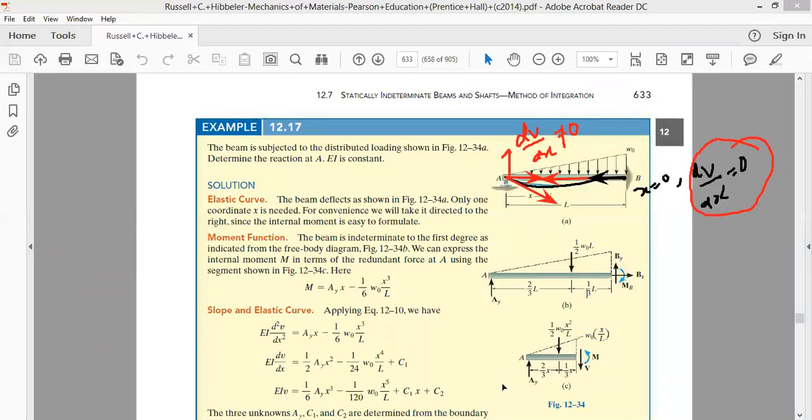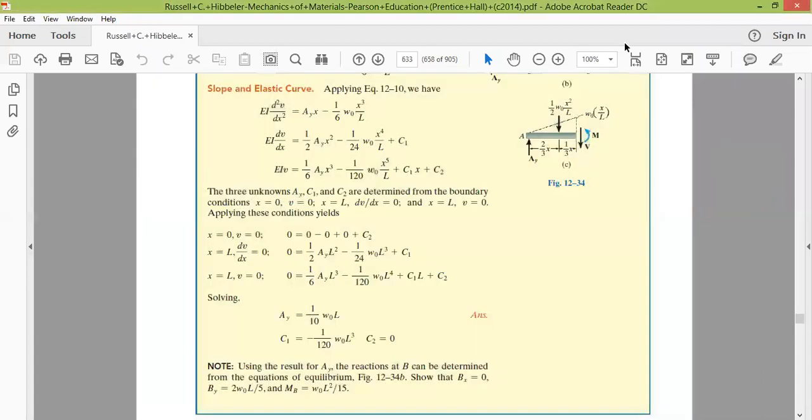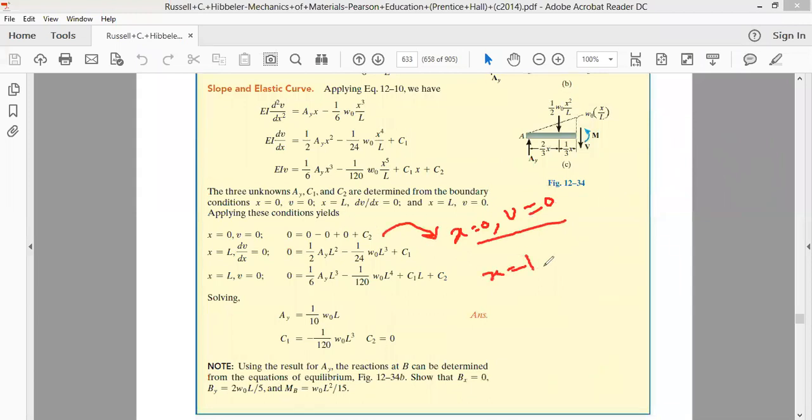So this is what is given here. The boundary conditions that we are applying are: at x equal to 0, the value of the deflection is equal to 0. At x equal to 0, ν equal to 0, we are applying here. At x equal to L, the value of the deflection is again equal to 0, we are applying this here. And in this equation, dν/dx is equal to 0 at x equal to L. So substitute the value of x equal to L in this equation. You will get the relationship between AY and C1.